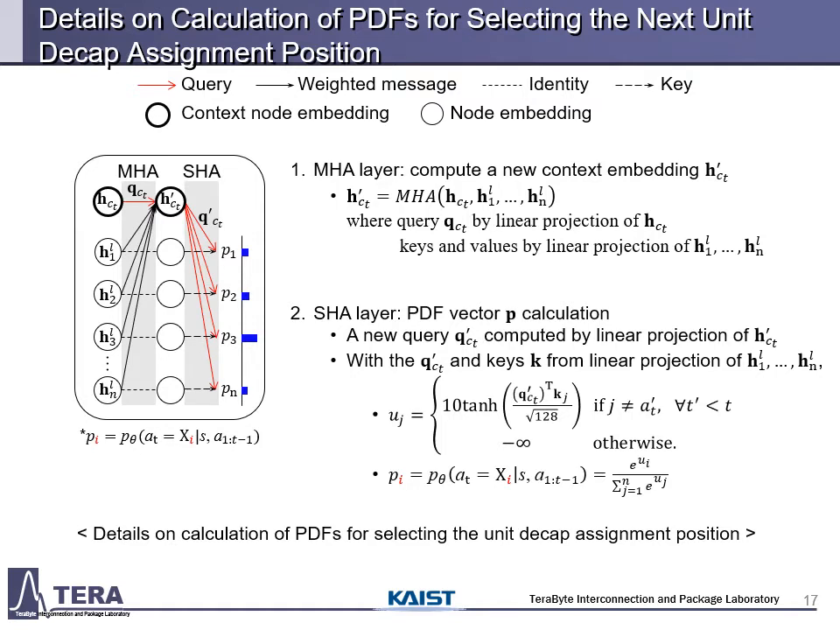Here are the details on calculation of PDFs for selecting the next unit decap assignment position. First, in the multi-head attention layer, by multi-head attention of the defined context node embedding HC and encoder output node embeddings, a new context embedding HC prime is computed. Then in the single-head attention layer, a new query QC prime is computed by linear projection of HC prime. And with the QC prime and keys from linear projection of encoder output node embeddings, utility U for every node can be computed by scaled dot product attention. And using softmax function, we can convert utilities into probabilities for decap positions.